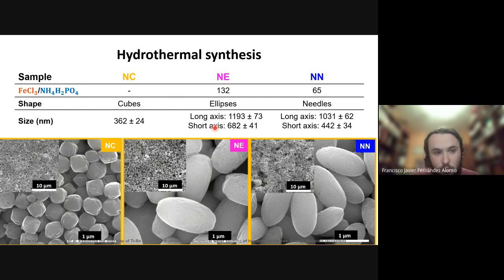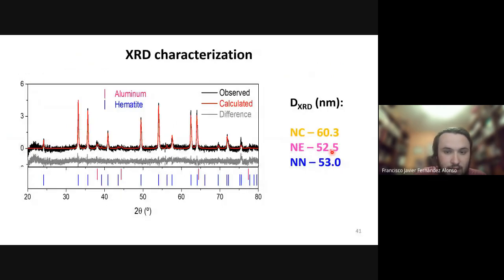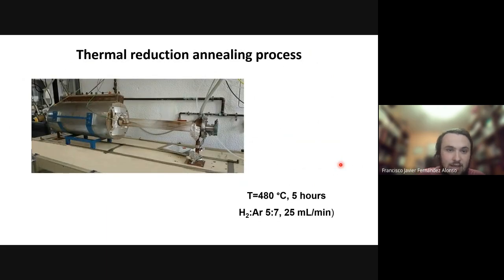And if we double the ammonium phosphate concentration, we see that the morphology changes and we have more like needles. We have a reduction of the short axis length. By XRD, we can see that in all cases we have hematite of about 60 nanometers of crystallite size. And again, this is hematite. We want to convert them to magnetite.